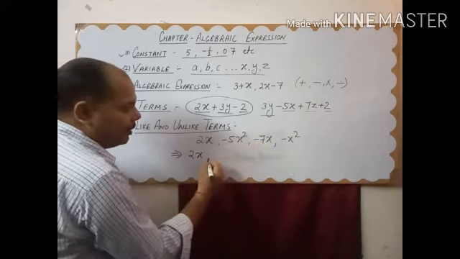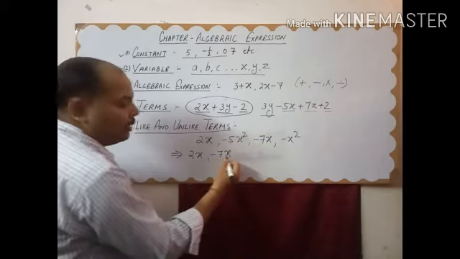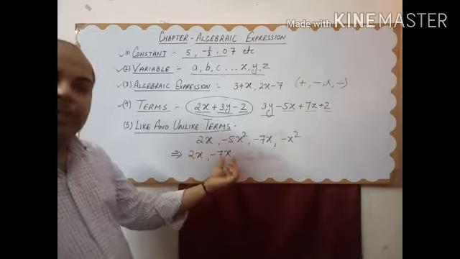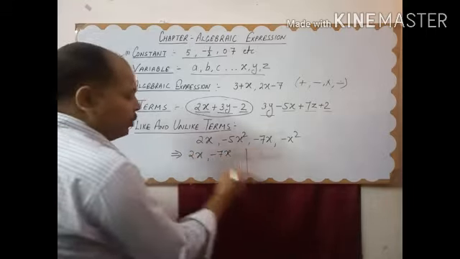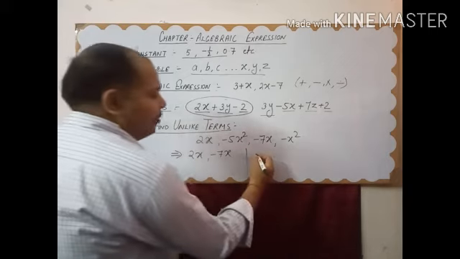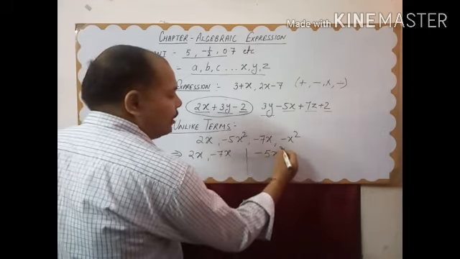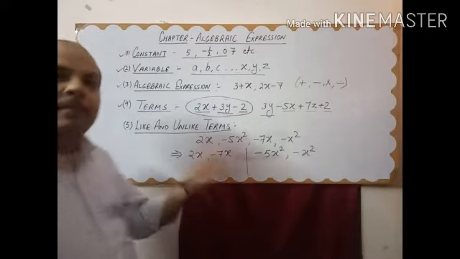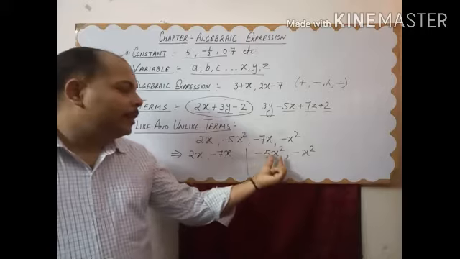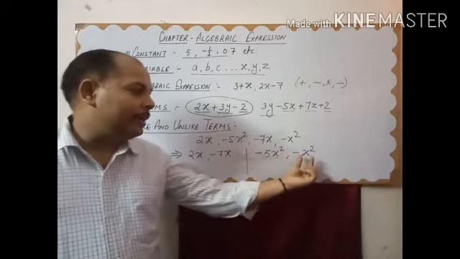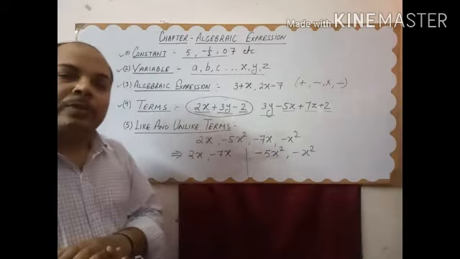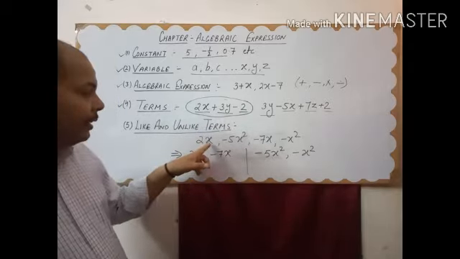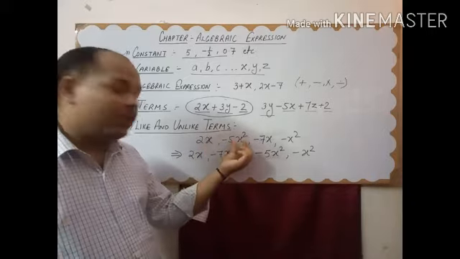See, 2x and minus 7x, these two are like terms because here the literal coefficient is x, here the literal coefficient is x. Okay, so both are like terms. And minus 5x square and minus x square, both are like terms. Why? See here, the literal factor is x square, here also the literal factor is x square. So both are like terms.